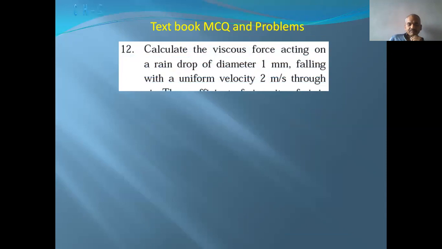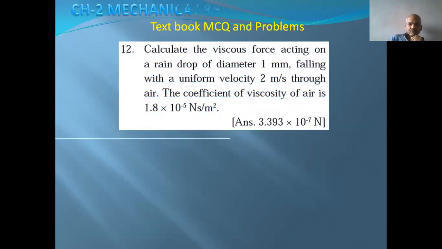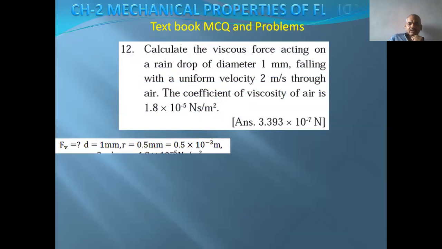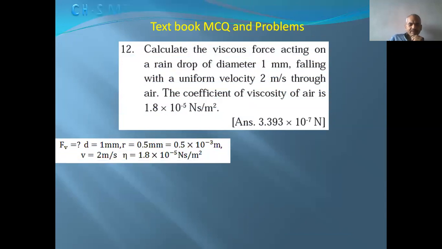Next, 12th example. Calculate the viscous force Fv acting on a raindrop whose diameter is 1 mm. You can find out the radius from this diameter as 0.5 mm. As all other quantities are given in the SI system, one should write the radius also in the SI system as 0.5 into 10 raised to minus 3 meter. Here it is falling with a uniform velocity, that is the terminal velocity, 2 meter per second through air. The coefficient of viscosity for air is also given, eta 1.8 into 10 raised to minus 5 Newton second per meter square.